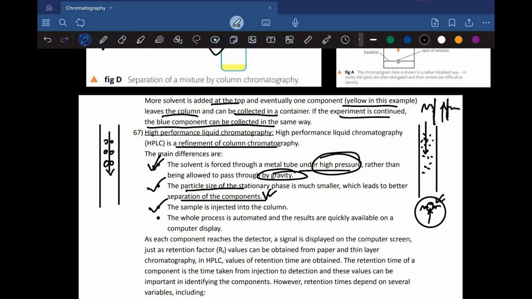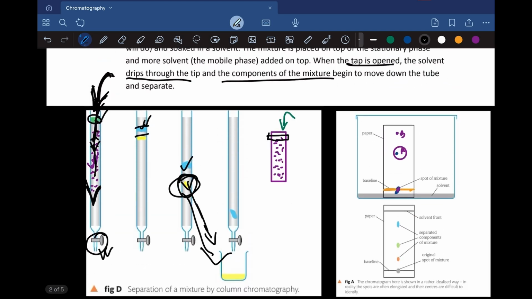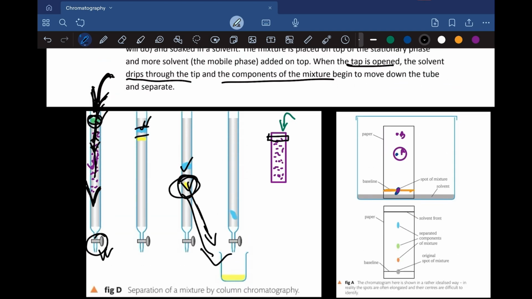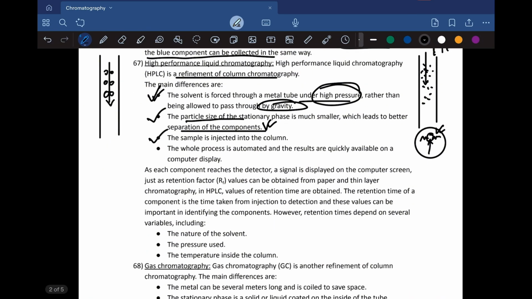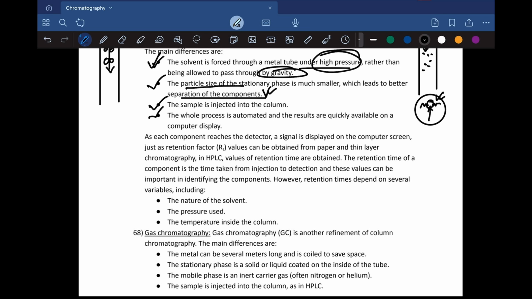The next point is a sample is injected into the column. In column chromatography, we just put the sample right here. But in high performance liquid chromatography, we will actually inject the sample into the column. The next point is the whole process is automated and the results are quickly available on a computer display.